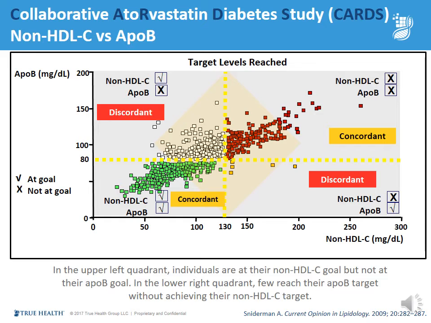In the lower right-hand box, notice that there were very, very few people who had a normal ApoB who had an elevated non-HDL cholesterol level. So again, this would indicate that on statin therapy, be careful believing everybody with a wonderful non-HDL cholesterol level also has a wonderful apolipoprotein B level.